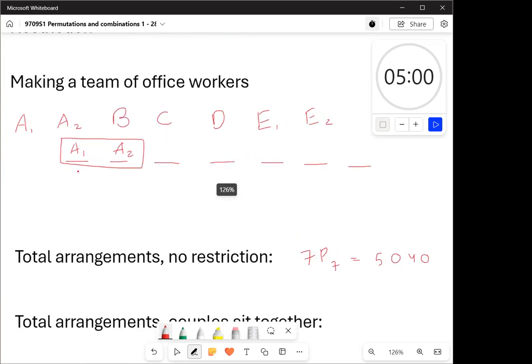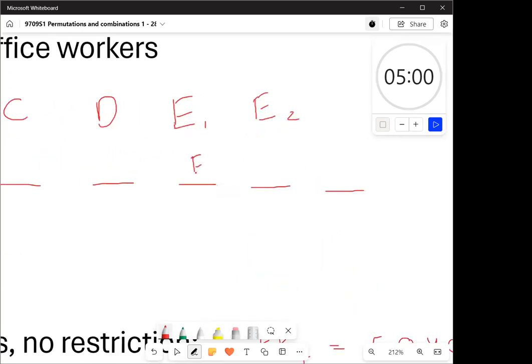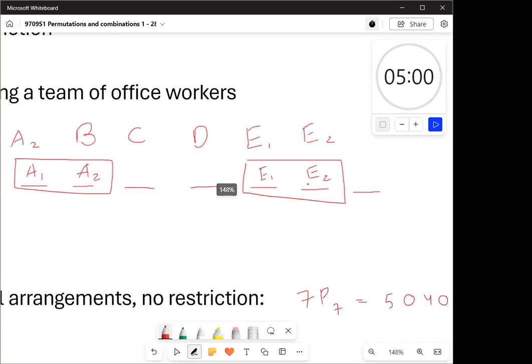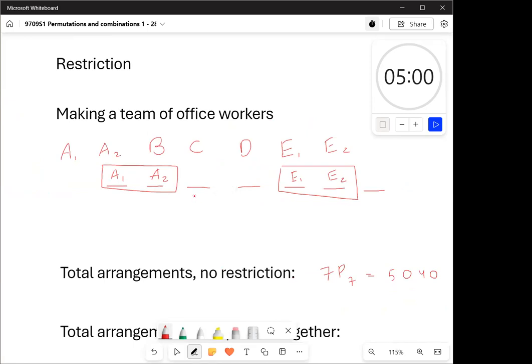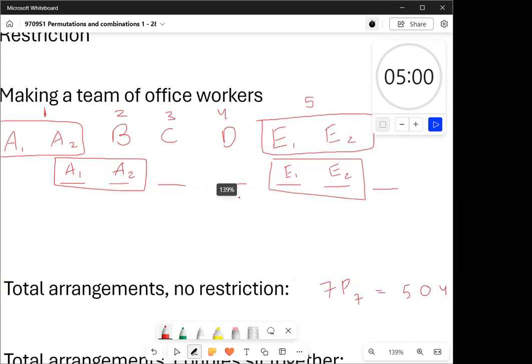These people sit together. So A1, A2 are sitting together. E1, E2 are sitting together. Now, where they're sitting doesn't matter, but they're together. That's important. Now, instead of actually having 7 people, now we only have 5 entities. These are like a single entity now. They've combined their souls.